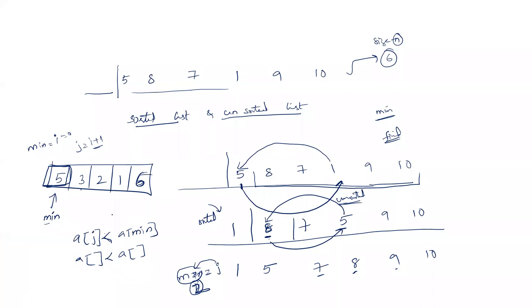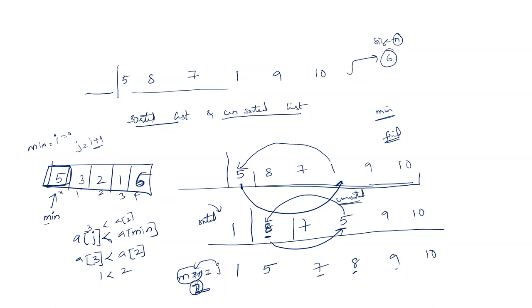In the next iteration, the j value becomes 3, which is less than n, and it has been updated. So that is a of 3 and a of 2. What is a of 3? Indexing 0, 1, 2, 3, 4, a of 3 is 1. 1 is less than a of 2. What is a of 2? 2. 1 is less than 2. Yes, obviously it is true.